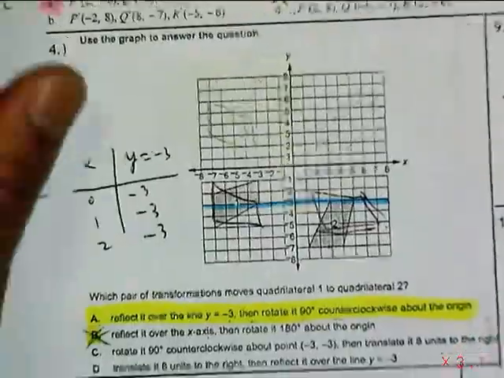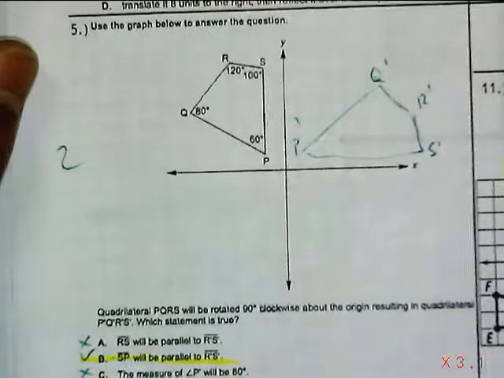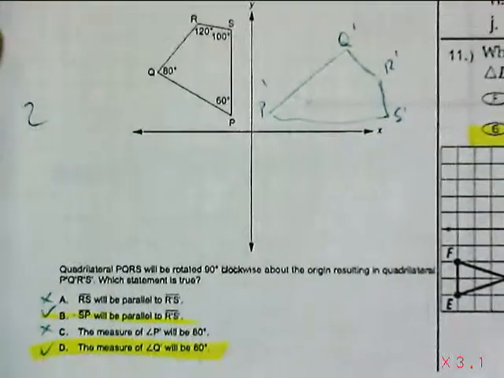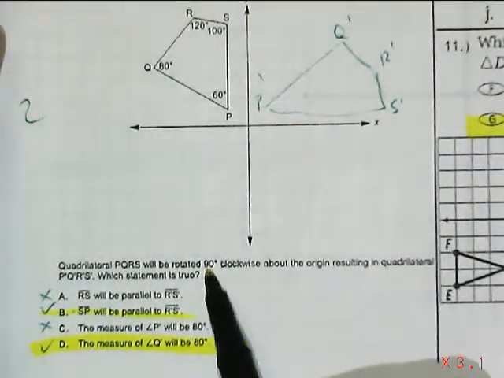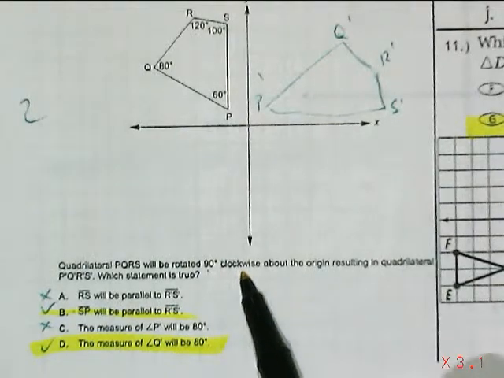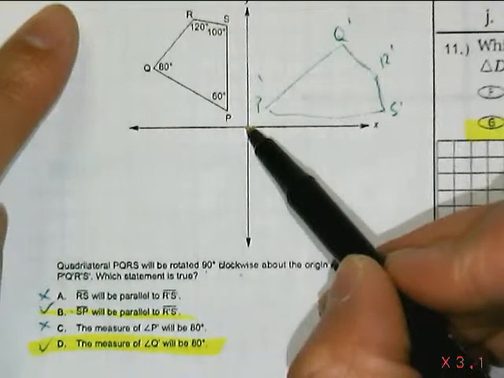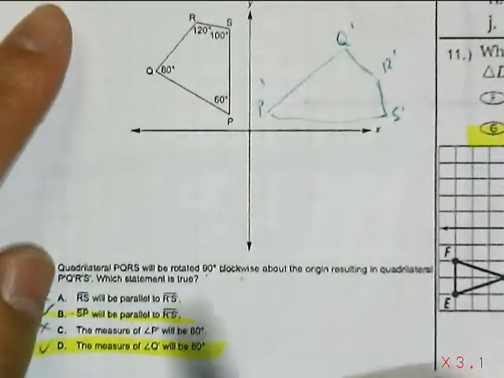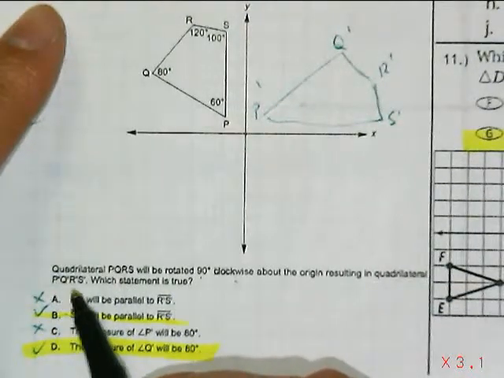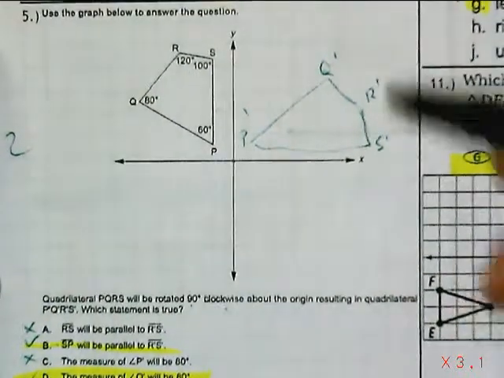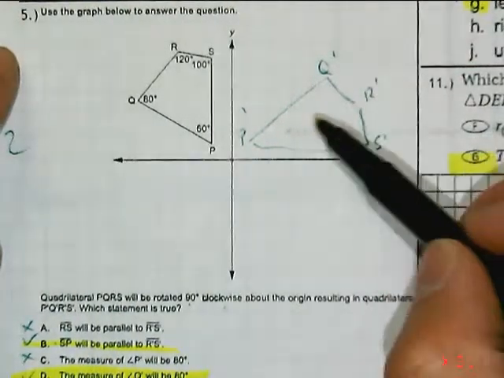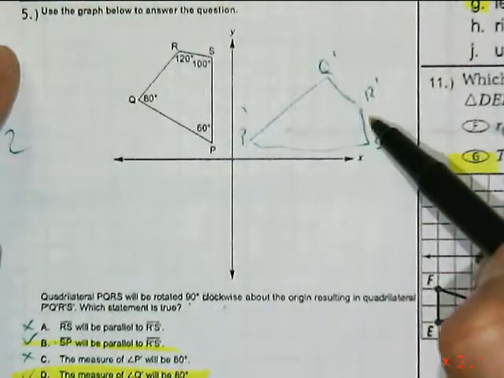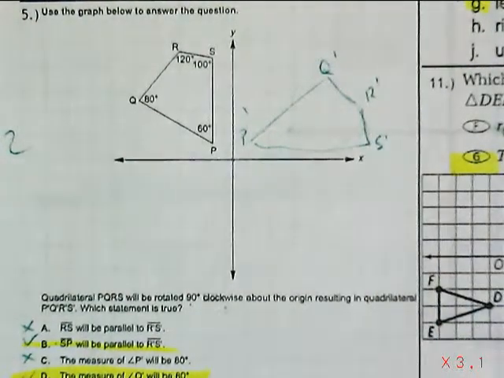Question number 5. Use the graph below to answer the question. So you have a quadrilateral P, Q, R, and S. P, Q, R, and S will be rotated 90 degrees clockwise about the origin, so you're rotating around this point, resulting in quadrilateral P prime, Q prime, R prime, and S prime. So I went ahead and drew a figure. And you'll recognize with rotations that the angles stay the same. So it's a congruent quadrilateral. It doesn't get smaller nor bigger.